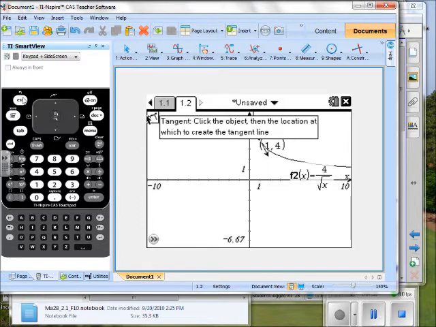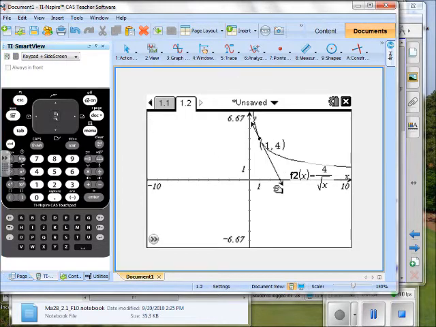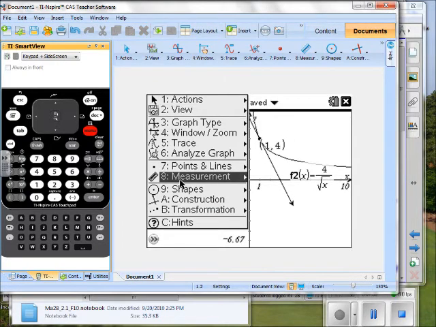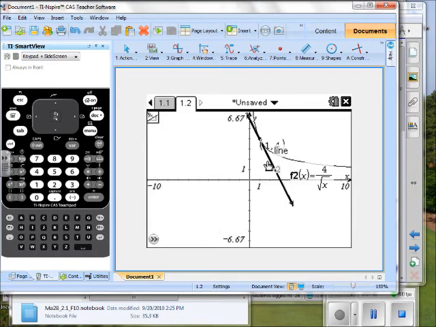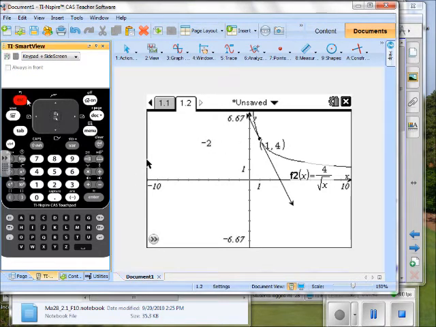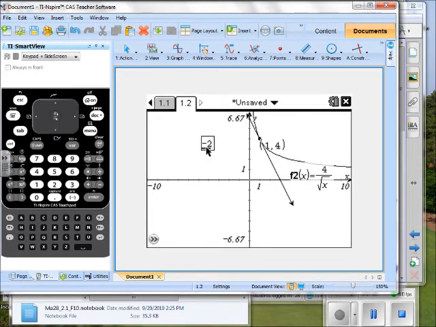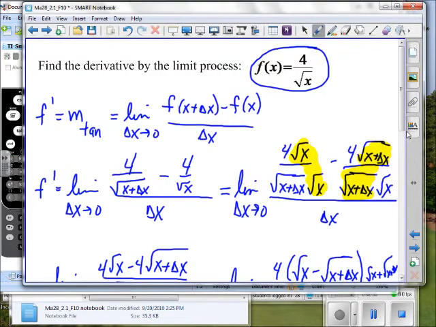And what about that tangent am I wanting to investigate? Slope. Okay, so I'm going to go in here. I'm going to find measurement. I'm going to find slope. I'm going to point to that. And my slope is -2. I'm going to alter that text a little bit so that I know exactly what it is. The slope of the tangent is -2. Am I correct on my work over here?